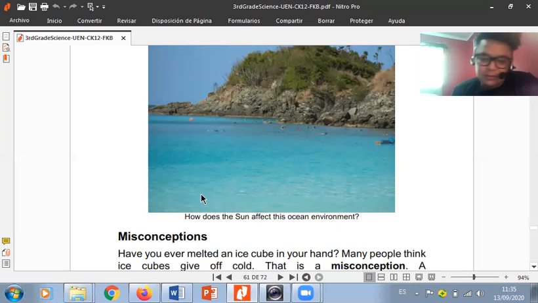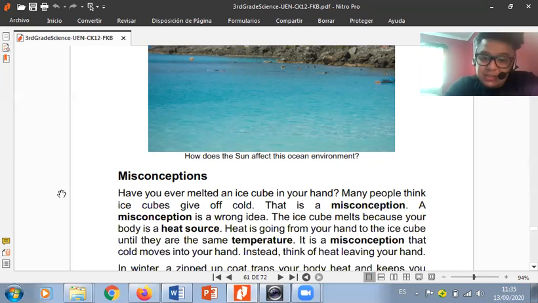They need it. So let's go to misconceptions. Have you ever melted an ice cube in your hands? All of us have put an ice cube in our hands, right? And it disappears when it's in contact with the heat. Many people think ice cubes give off cool. That is a misconception. A misconception is a wrong idea. It's something wrong, something that is not true.